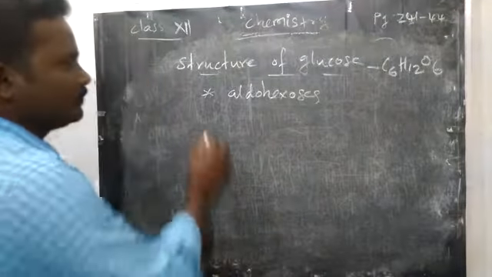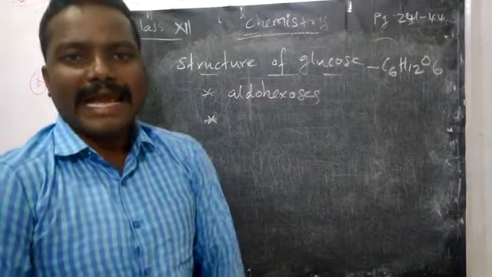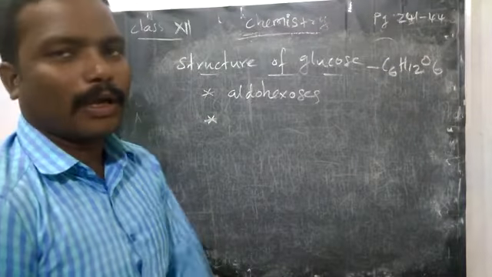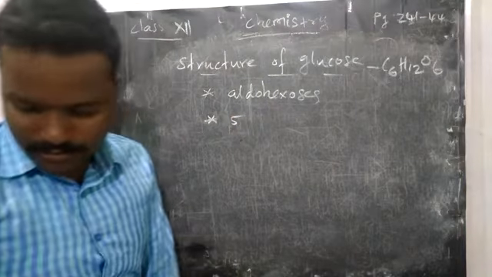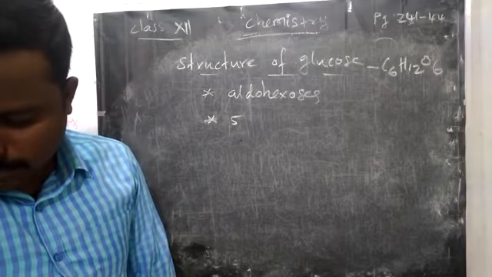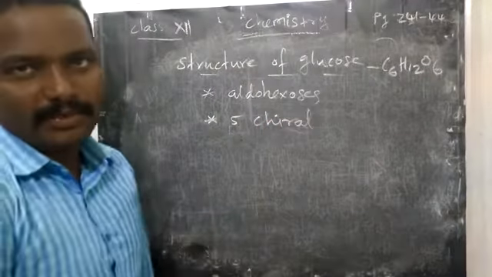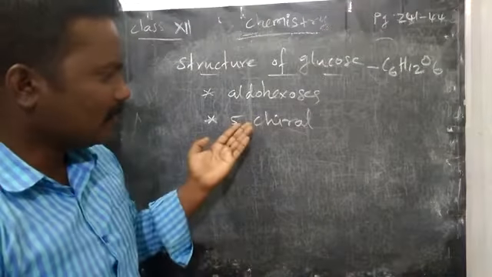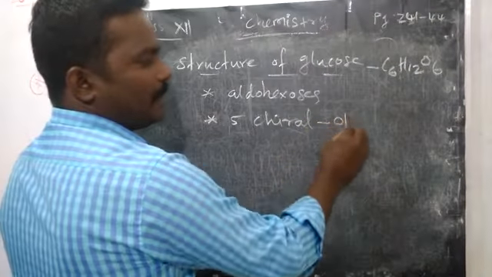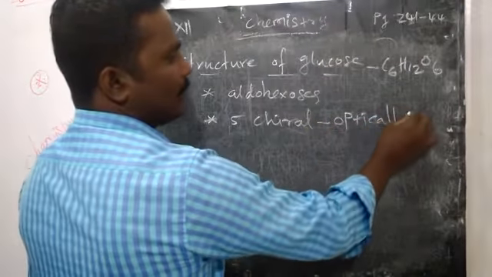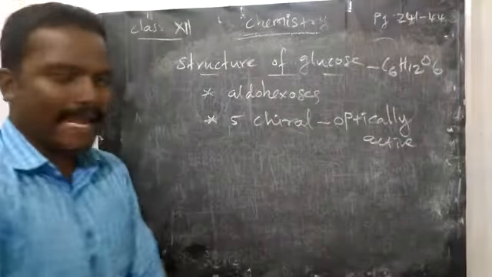Okay. Then how many chiral carbons do we have? In another word, asymmetric carbon atoms. Asymmetric or chiral means it has 5 chiral carbon atoms. 1, 2, 3, 4, 5. Yes, 5 chiral or asymmetric carbon atoms are possible. So when asymmetric or chiral carbons are possible, we can say they are optically active. Yes, they are optically active.